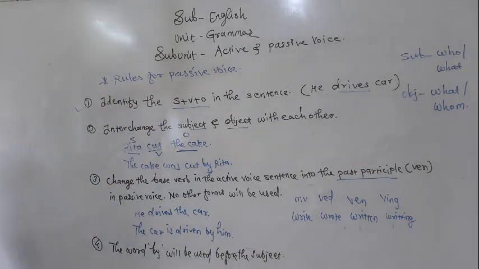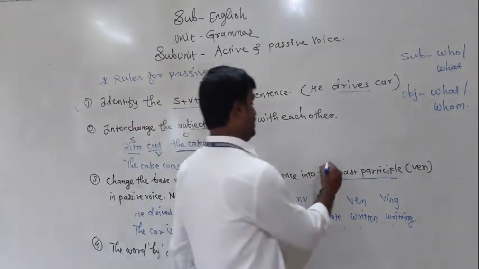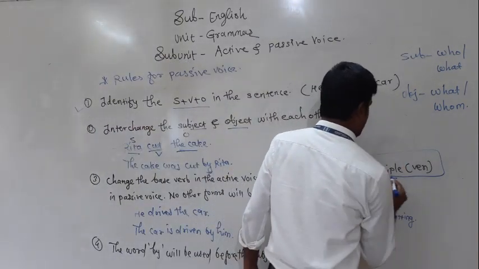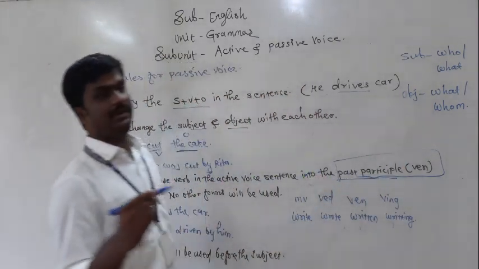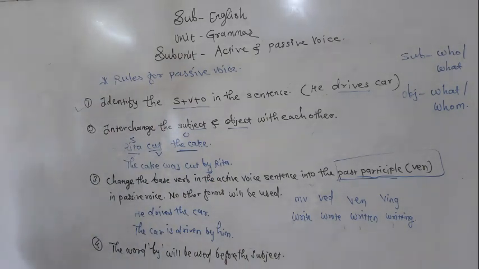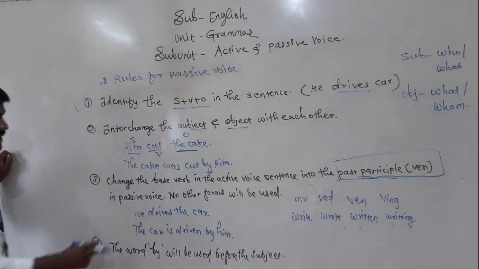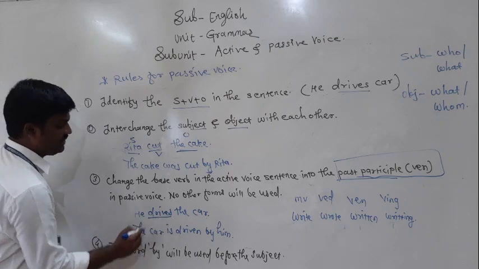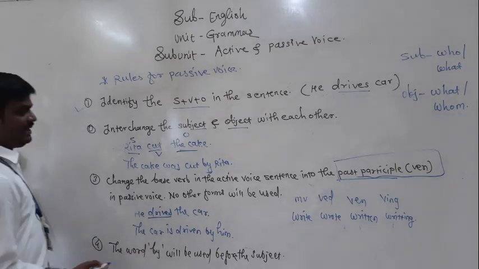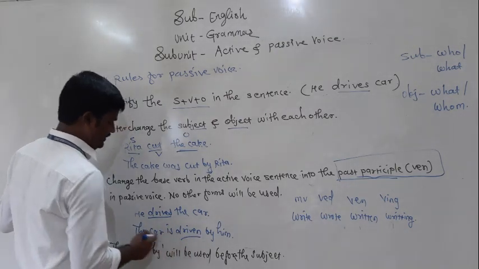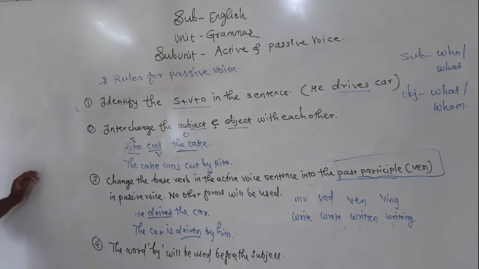So in the passive voice, always keep in mind we have to write the when form of the verb only. Only the when form of the verb, means only the third form of the verb, we have to write. He drives the car. The when form of drives is driven. The car is driven by him.